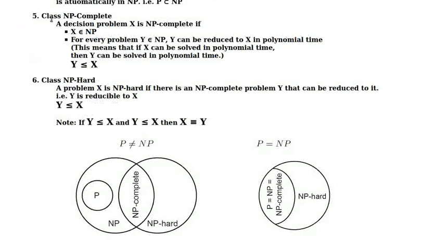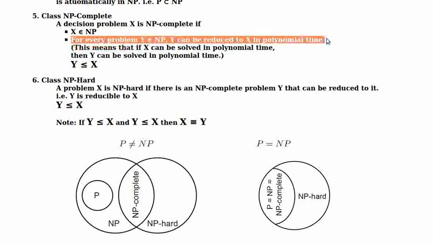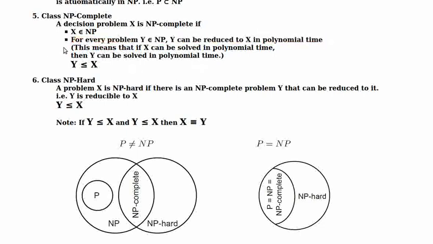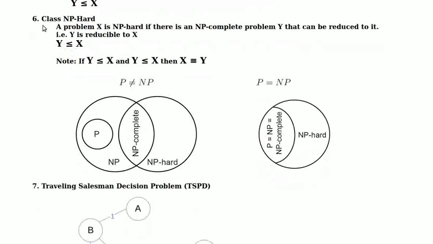5. Class NP complete. A decision problem X is NP complete if it satisfies these two conditions. First, X is in NP. Second, for every problem Y in NP, Y can be reduced to X in polynomial time. This means that if X can be solved in polynomial time, then Y can be solved in polynomial time. Y is reducible to X can be represented by this symbol. Basically, any NP complete problem can be reduced to another NP complete problem. So to prove that a new decision problem is NP complete, we just need to show that a known NP complete problem can be reduced to this new problem.